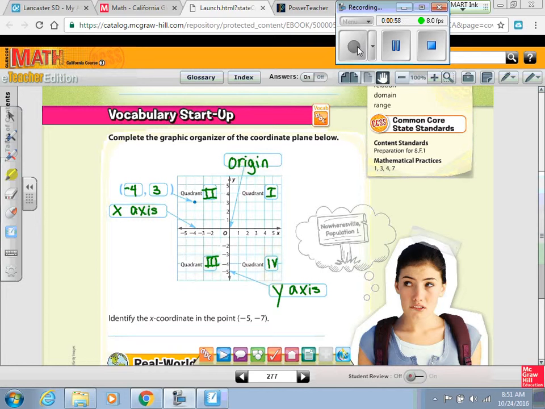Now it's asking to identify the x-coordinate in the point -5, -7. Your x always comes first, as you already know. So the -5 is your x-coordinate.